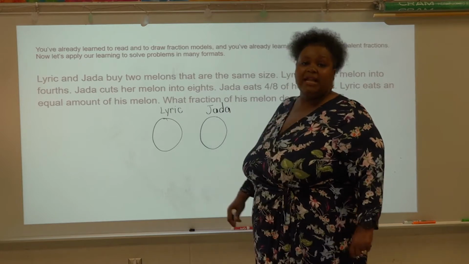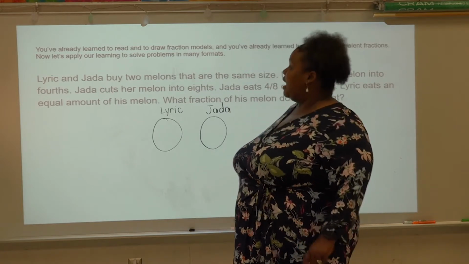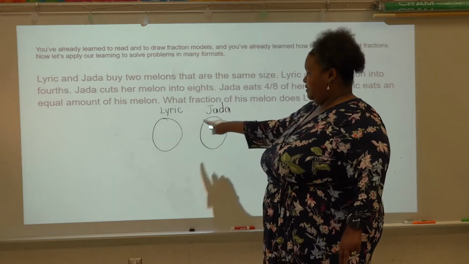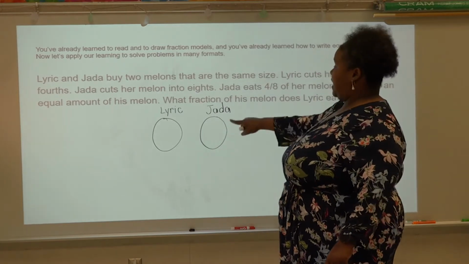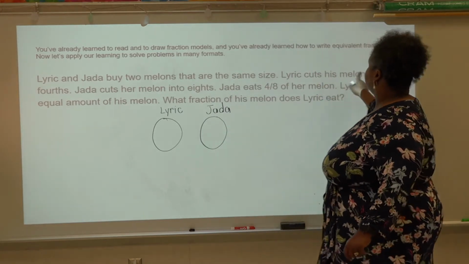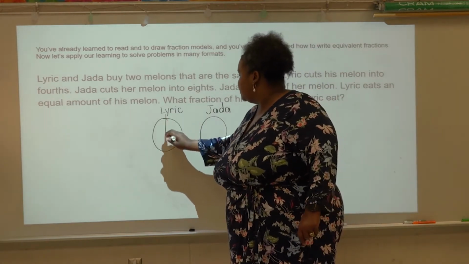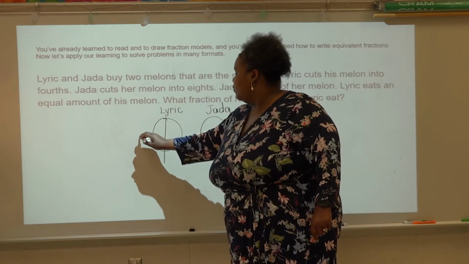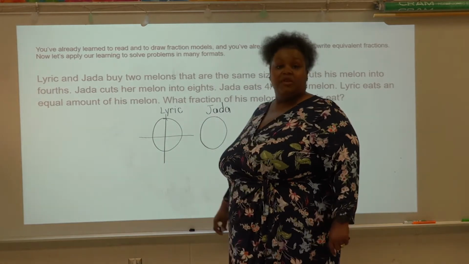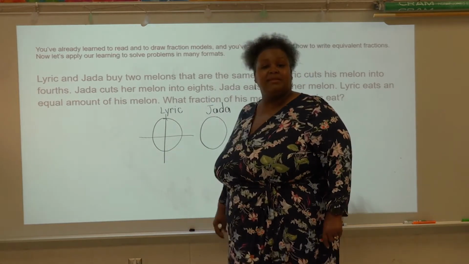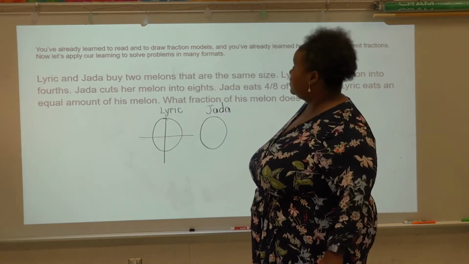And let's see what kind of information it's giving me at the top. They bought 2 melons. I have my 2 melons. They're the same size. Lyric cuts his melon into 4ths. Okay, Lyric, I'm making it into 4ths. Halves, one other line, 4ths. 4 equal pieces, it's cut into 4.